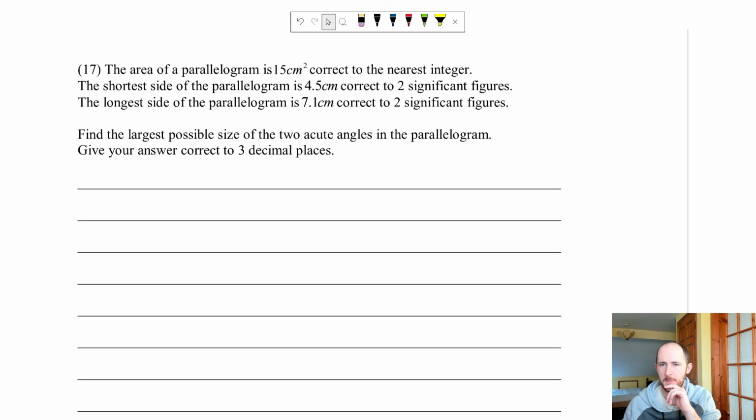We have the area of a parallelogram is 15 centimeters squared to the nearest integer. My voice cracked again. The shortest side of the parallelogram is 4.5 to 2SF. The longest is 7.1 to 2SF. Find the largest possible size of the 2 acute angles.